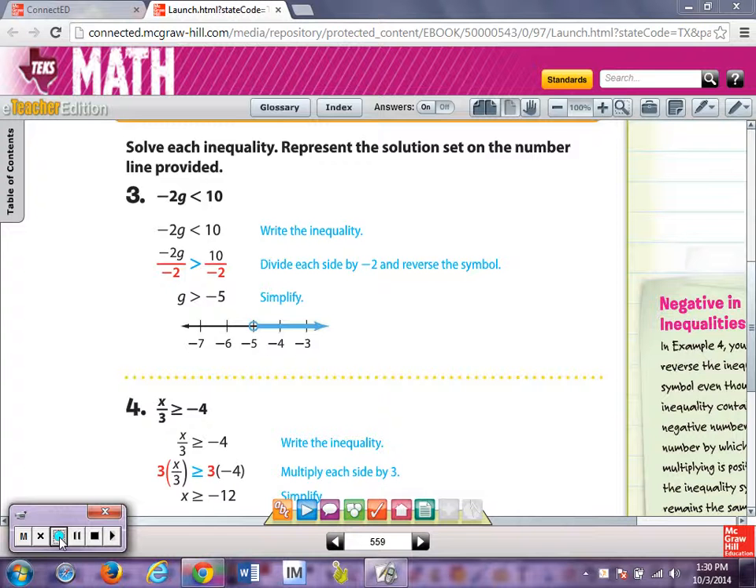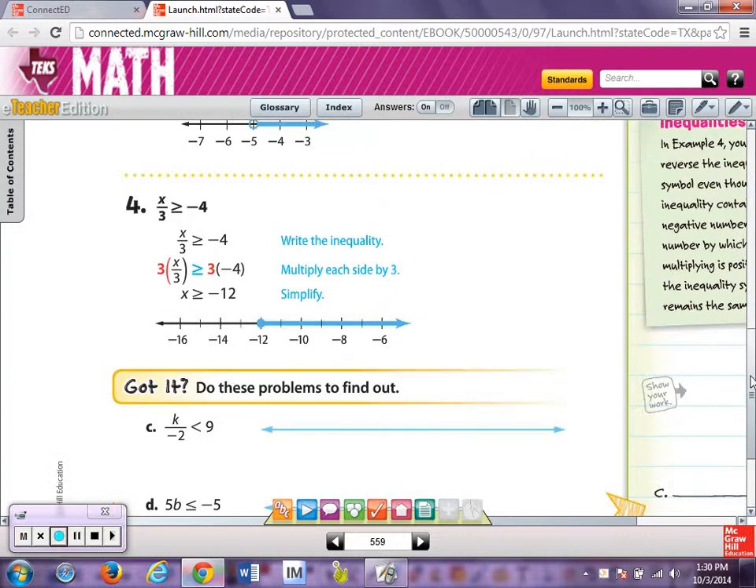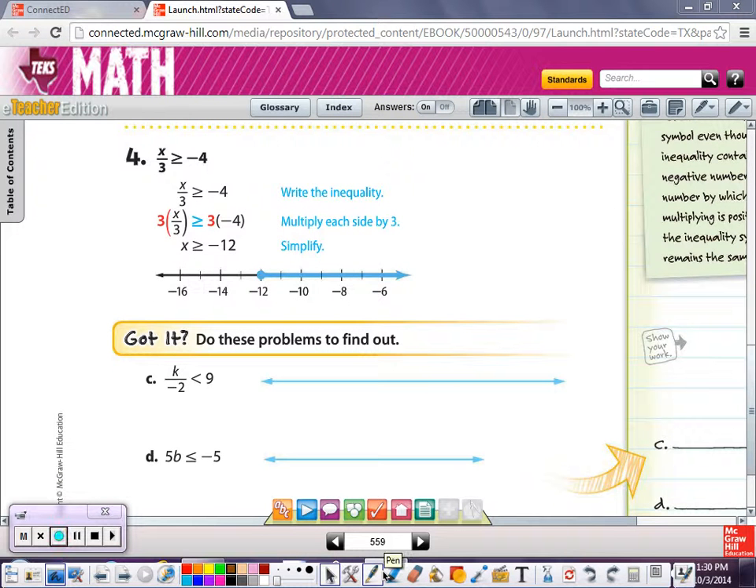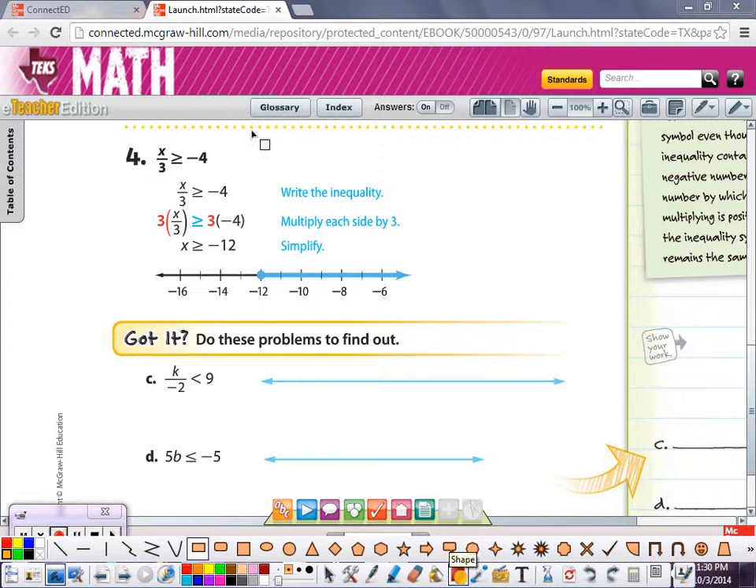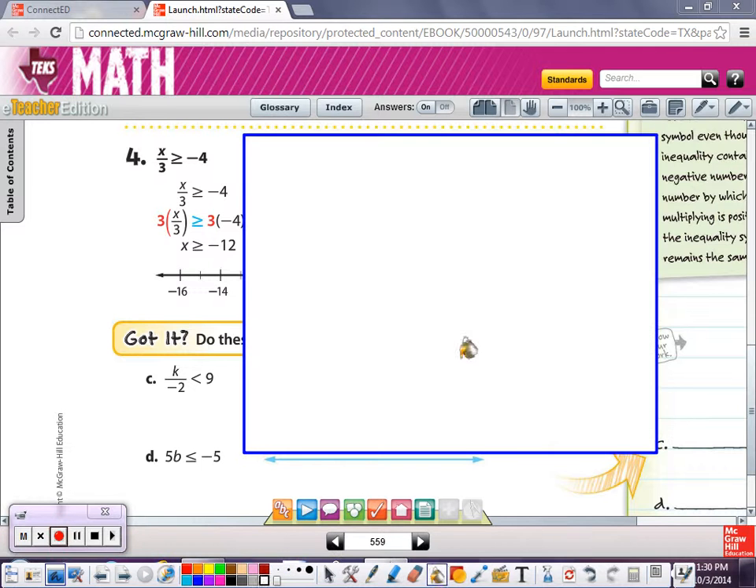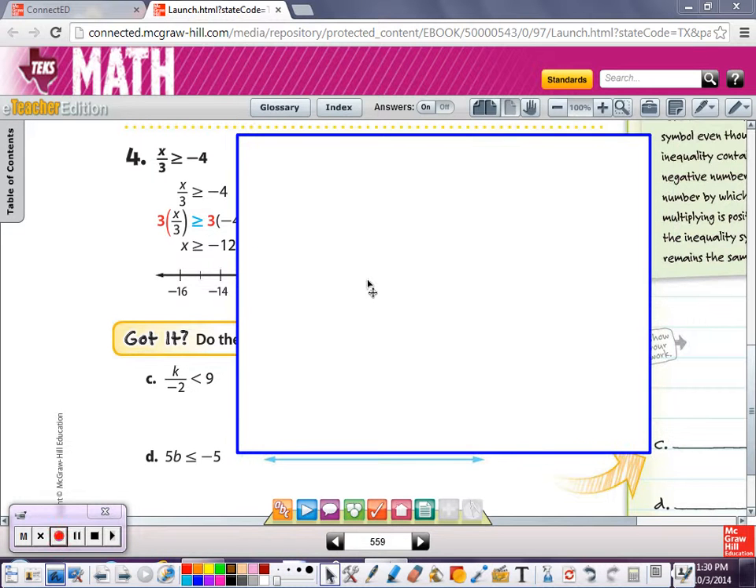All right, so moving on to example number 4. X over 3 is greater than or equal to negative 4. So I'll go ahead and make some space to do my work. Let me clear this out. Readjust. All right, now we can start.